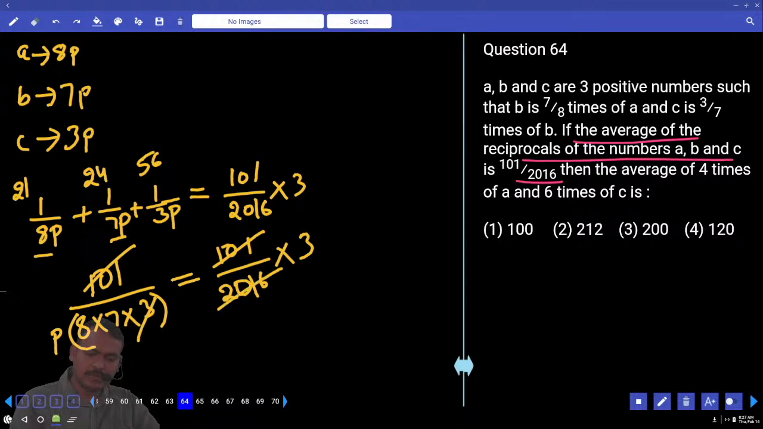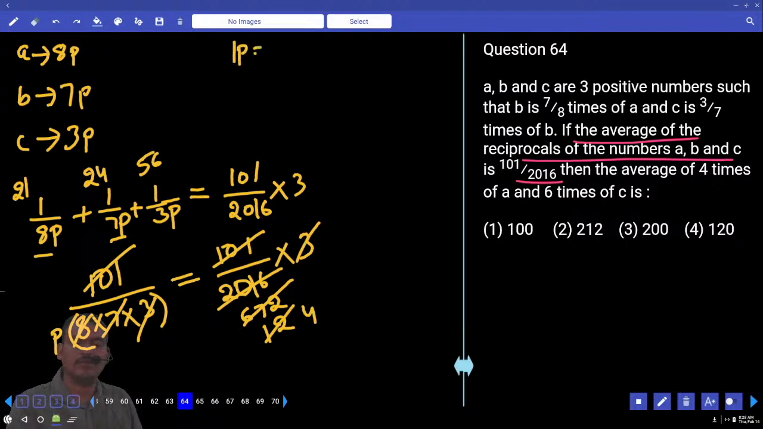3, how many times? 6 times. What is the remaining value? 21. 7, 2, or not? Next, 8 into 7, 56. 56 ones are 56. Remaining 1, 1, 2, or not? How many times? 2 times. 3 again 4 times. 1 by P equals 1 by 4, or not? It means every one part equals how much? 4. And what is the question here?